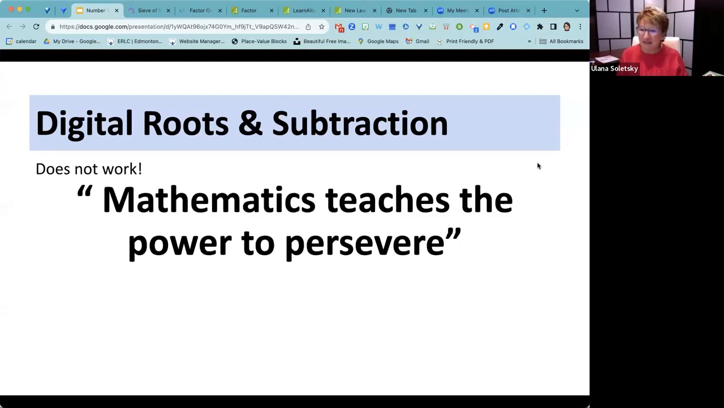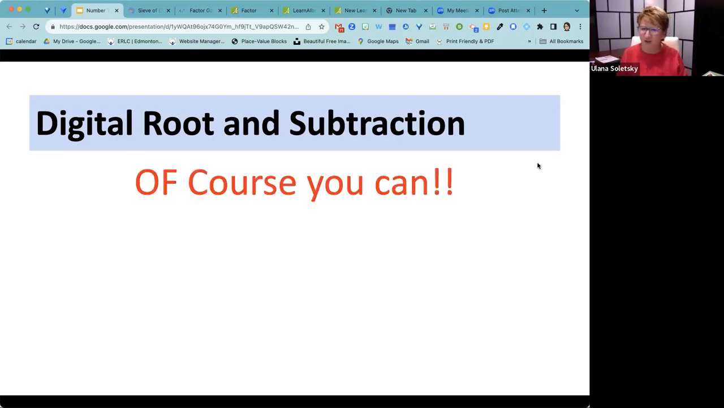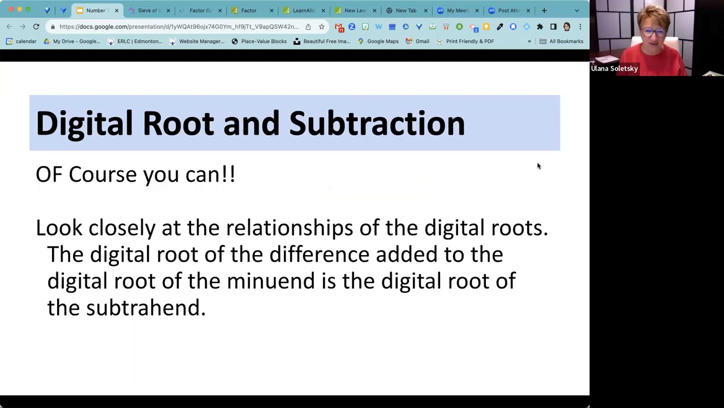Well, in math, it teaches us the power to persevere. Math is something, and I have to tell you, yes, it does work. Now, we need to find the pattern in this. And can we use digital root to check subtraction? Of course you can. But you have to look at the relationship of the digital roots. And in this situation, the digital root of the difference added to the digital root of the minuend is the digital root of the subtrahend.